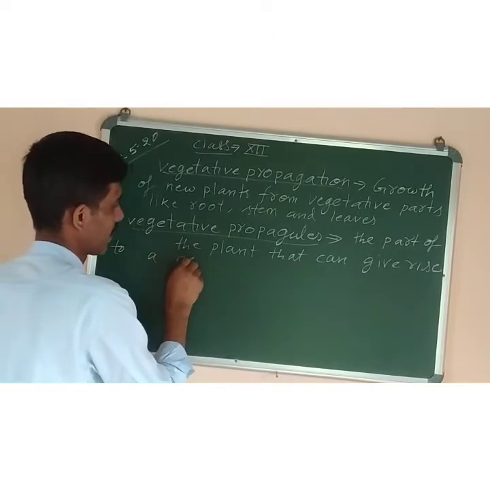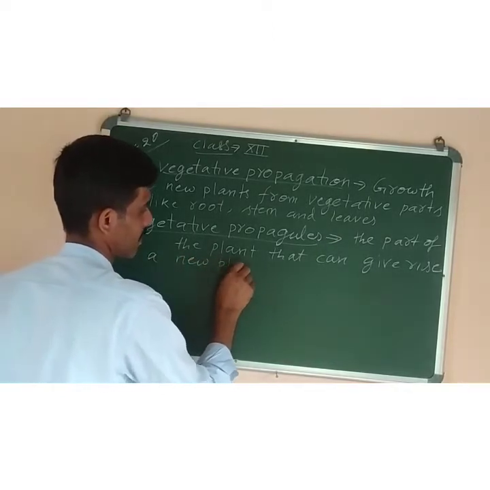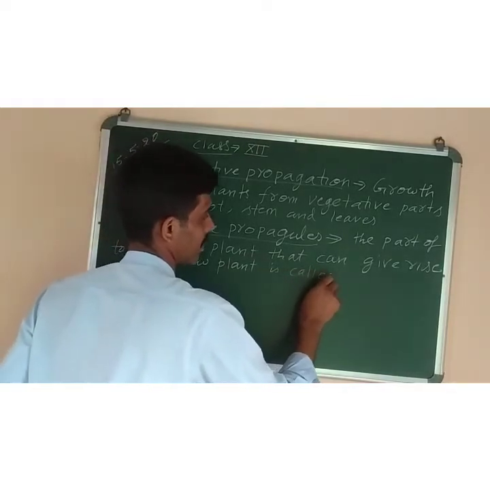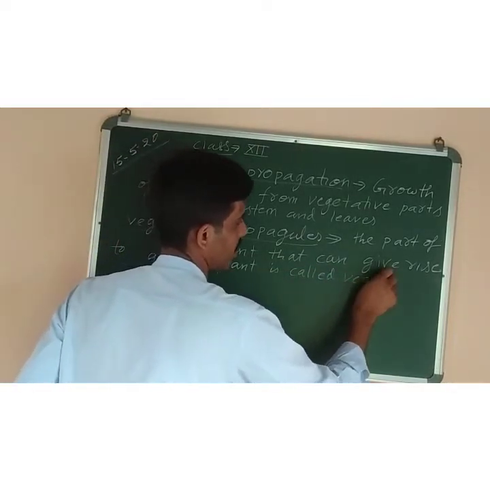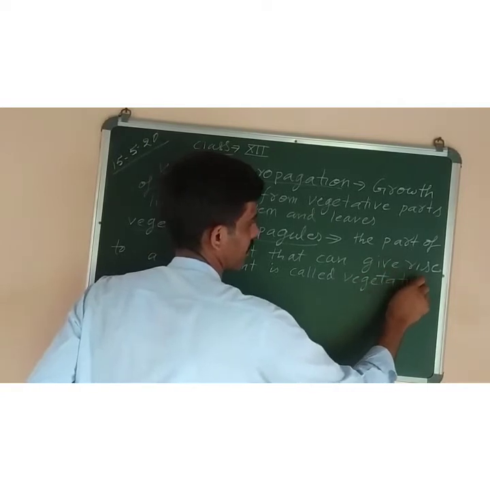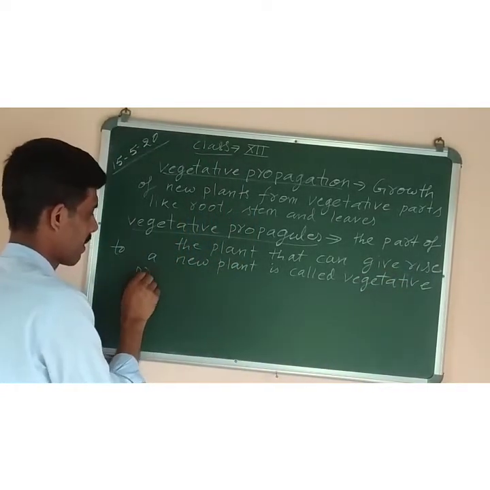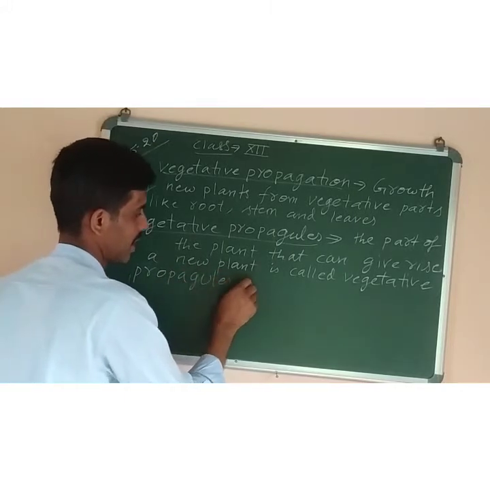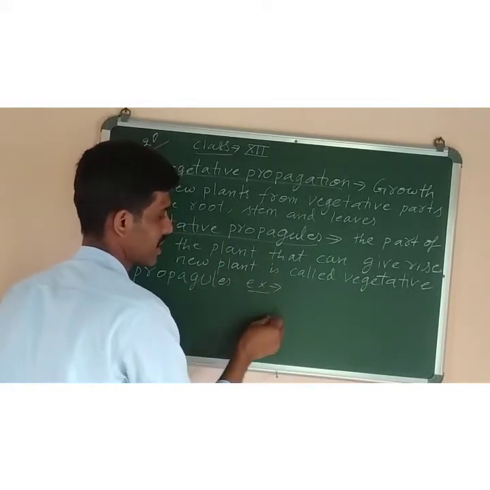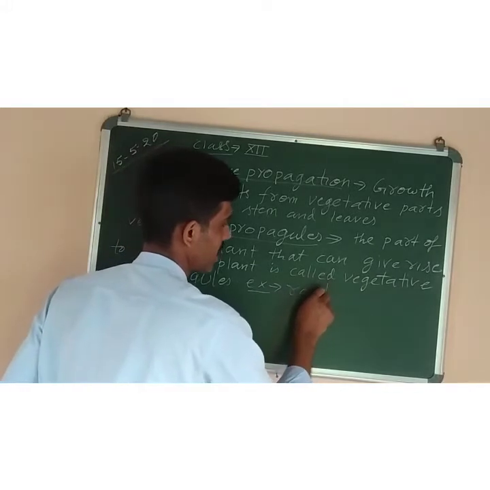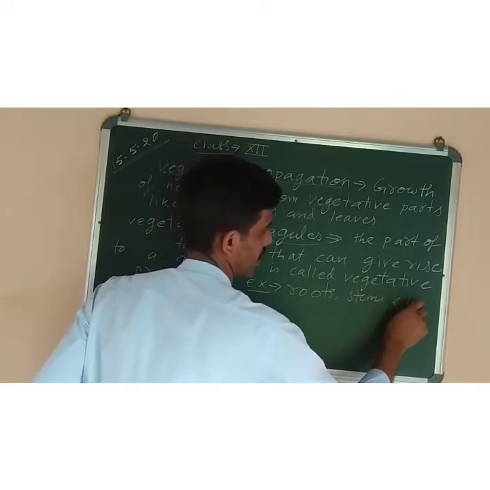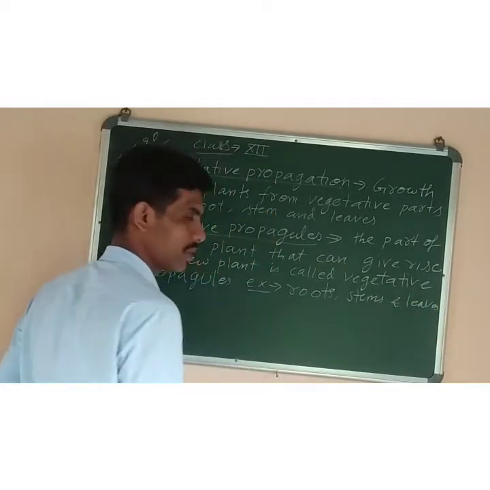So a part of the plant that can give rise to a new plant is called vegetative propagules. Got it? It's called vegetative propagules. Example of vegetative propagules, if it is asked: roots, stems and leaves are called vegetative propagules. Okay.